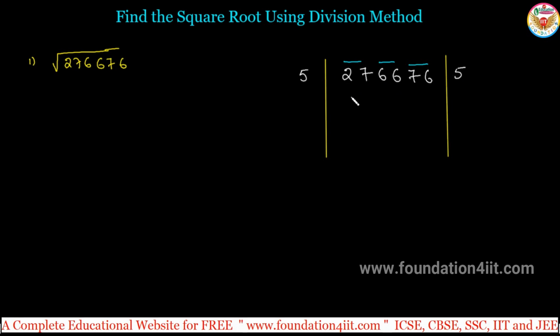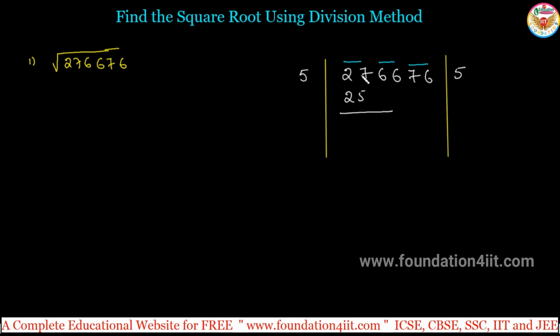So 5 into 5 is 25. Which is near to the perfect square, that you have to check for the first pair. So 27 is near to 25. It should not be more than 27, so less than 27, whichever is the nearest perfect square. That is 5, right? 5 into 5 is 25. Then do the subtraction. 27 minus 25 is 2.